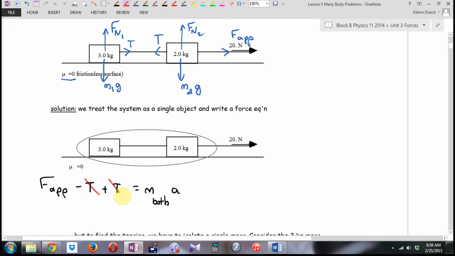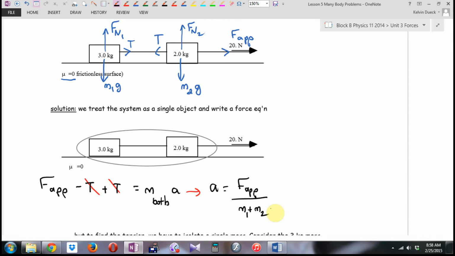What did this question want me to find in the very first line? Two things. What was the first thing? Acceleration. How would I get the A by itself? Divide by the mass of both. So acceleration is going to be F applied divided by M1 plus M2, because that's what the mass of both means. Don't times them. You add them together. Every year I see a couple of kids that want to times them. No, both would mean add them up.